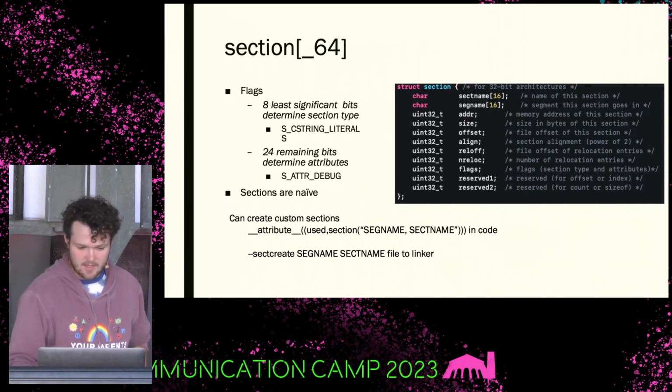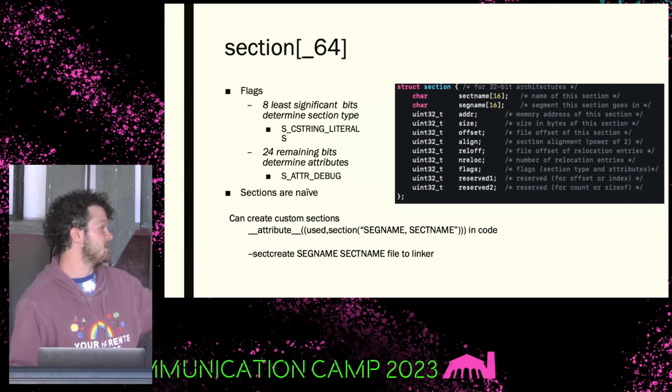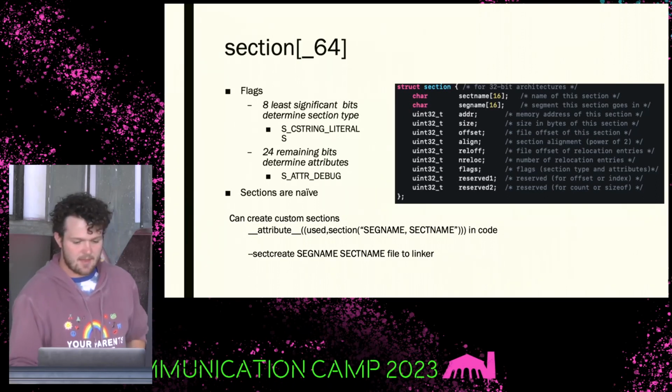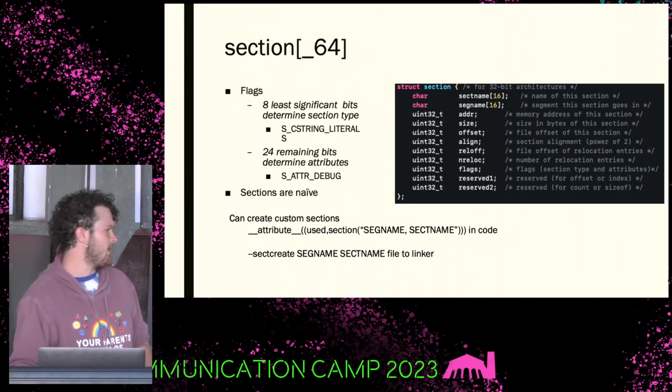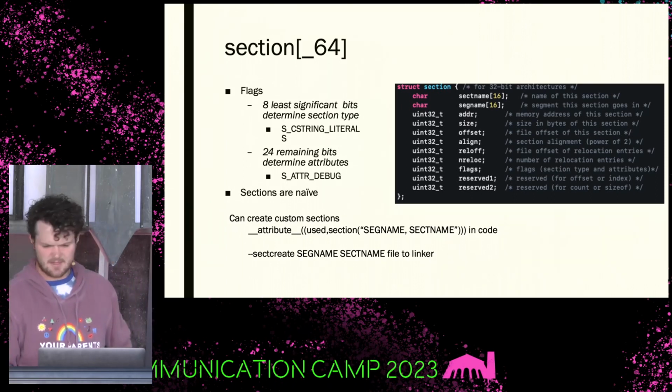You can also create custom sections inside a segment. By using an attribute in code, you can just say, put this section in this segment. This is also how, if you wanted to put data in your text segment, you could create a custom section, put the data in there, and then it'll get code signed. And then you can also create a section via a file by using this linker command to ld.